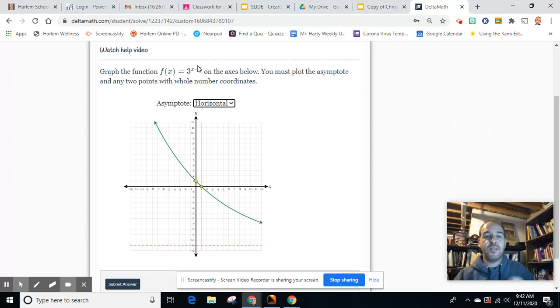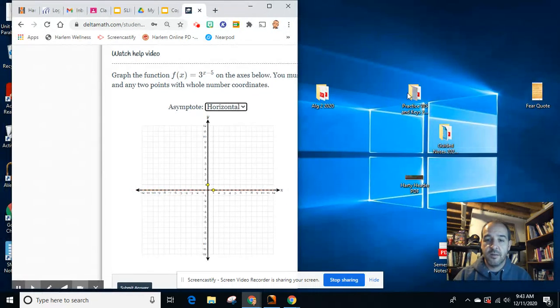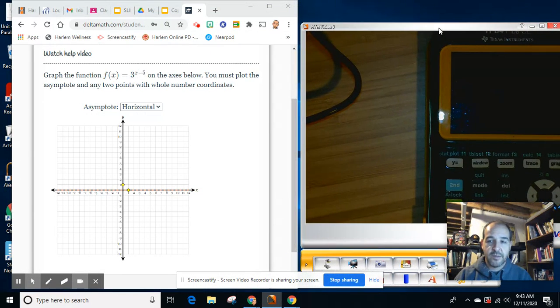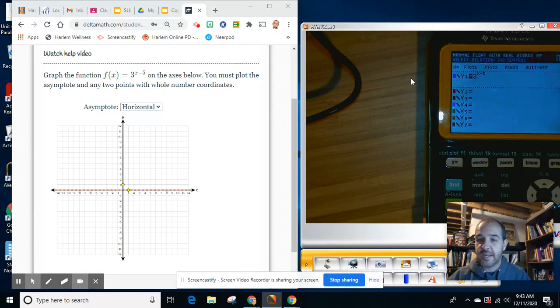3 to the x minus 5. What's the shift when it's up here? It's right 5. Does right 5 change my horizontal asymptote? No. And where is our asymptote if there's not an up or a down shift? It's at 0. So we're going to put that at 0. Now for your 2 points, I'm going to go double screen on us here. Just a second here. My calculator turned off, so I got to turn this back on.